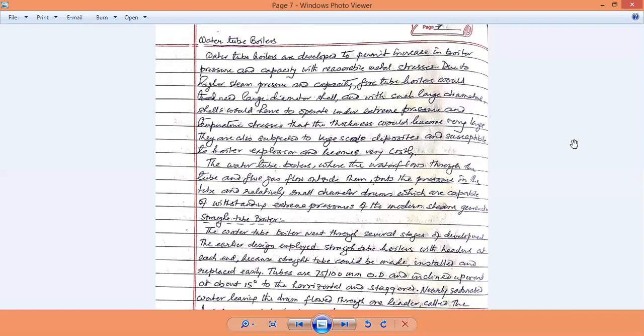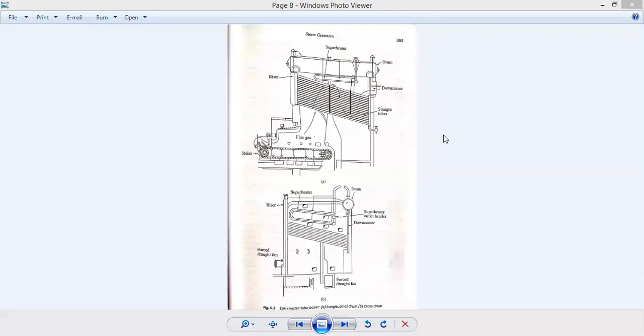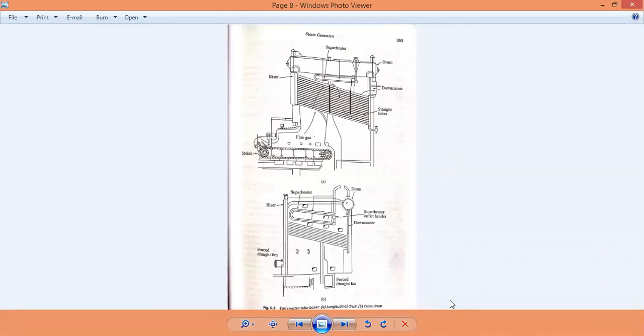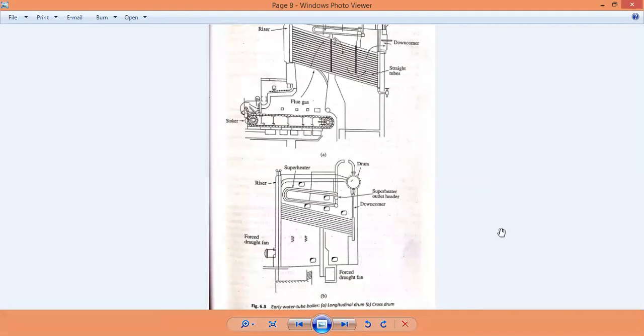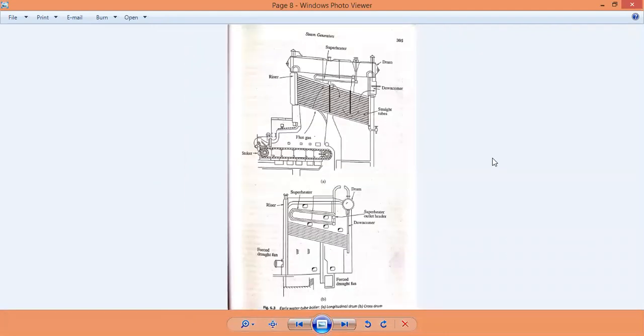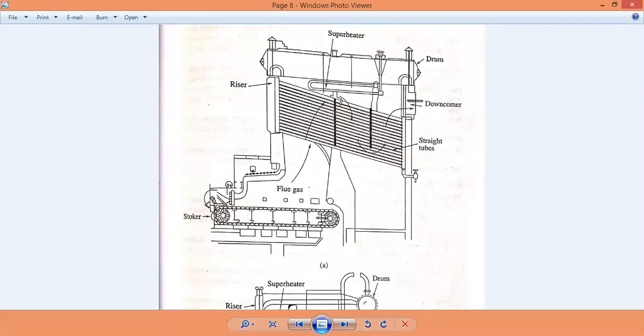Let us go through the picture itself. This is the diagram of the water tube boiler. Here you see the tubes through which the water is carried, and over which the fumes flow. It has one header here called the downcomer, and another header here which is called the riser.